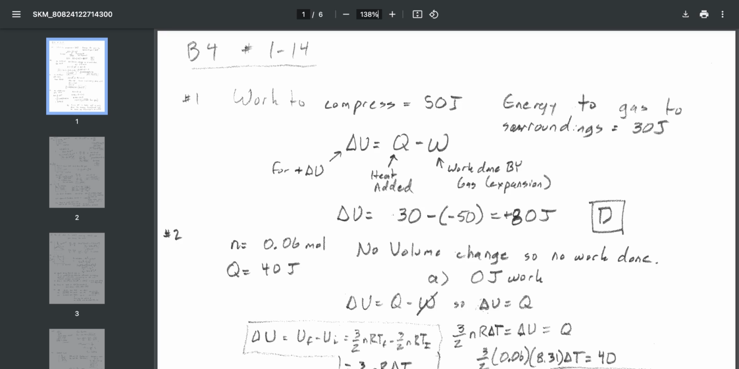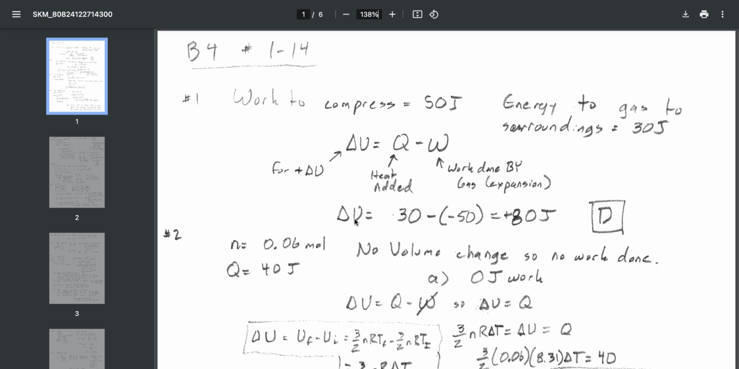So during the compression, an energy of 30 joules is transferred to the gas from the surroundings. So we dumped heat into the gas, so that's going to be a positive sign, minus a negative 50, so that gives us plus 80 joules as our change in internal energy. So not only did we heat up the gas, but the gas was compressed. And compressing the gas, we would expect it to heat up. So we got the double whammy there, and 80 joules of energy, which was answer D.